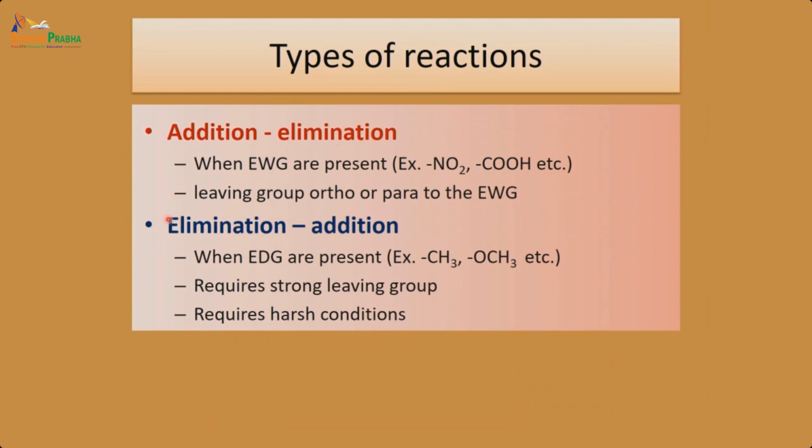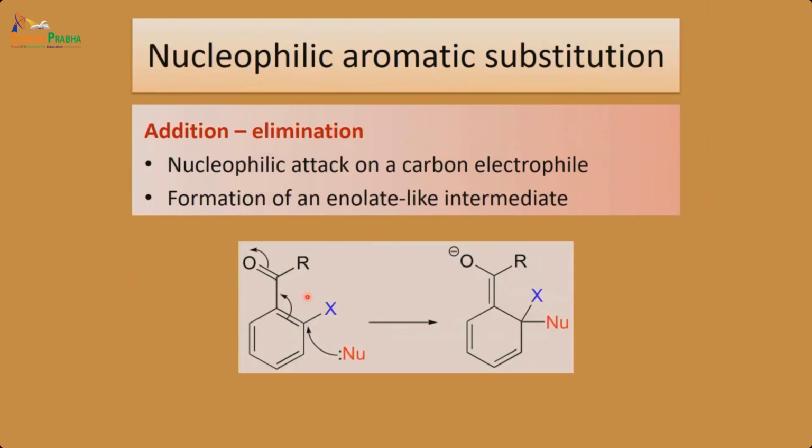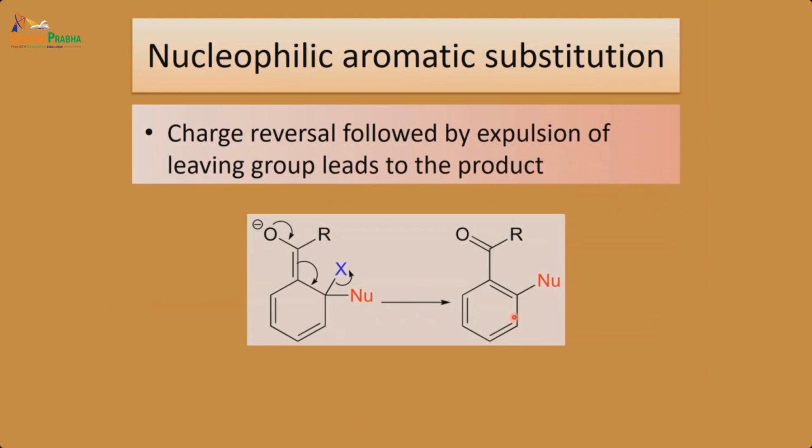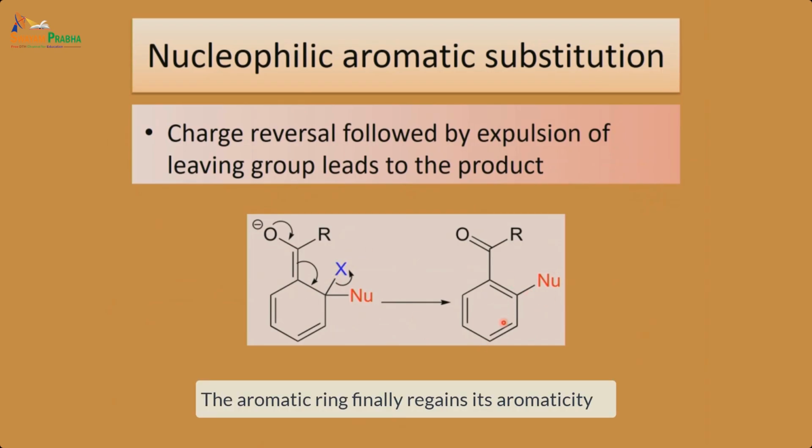There is a second type of mechanism that is called elimination addition mechanism. This happens when there is an electron donating group present, and it also requires a strong leaving group and very harsh conditions. So in the addition elimination mechanism, the nucleophile comes and attacks. They form an addition complex first, and then the leaving group leaves. So this is what is called addition elimination mechanism. The last step is the charge reversal, which releases the leaving group, and the aromatic system again regains its resonance.